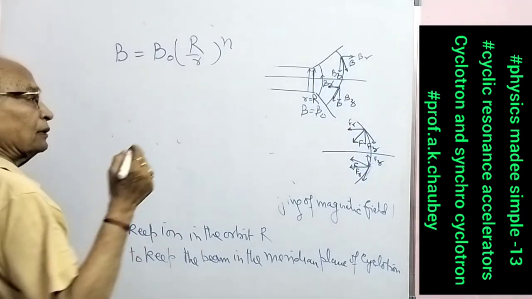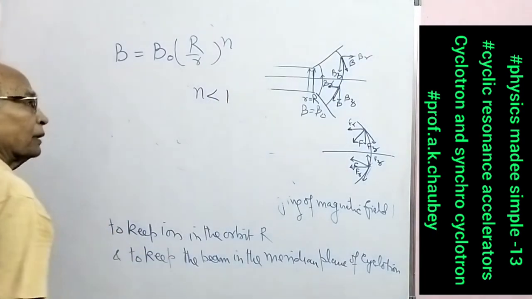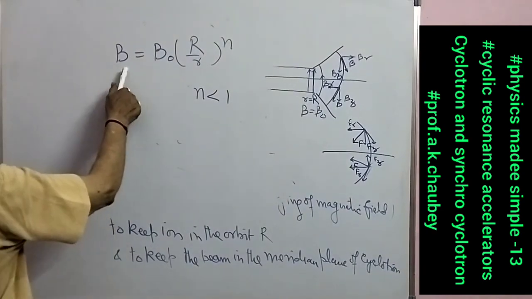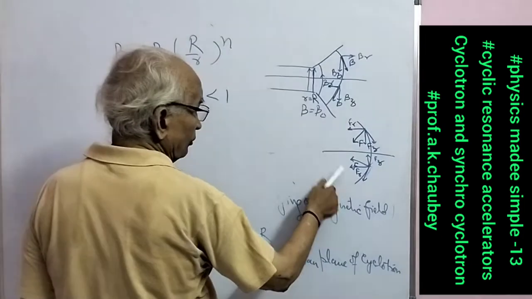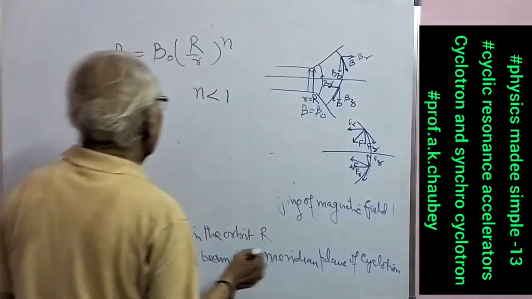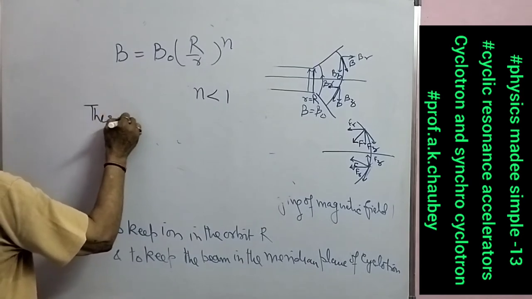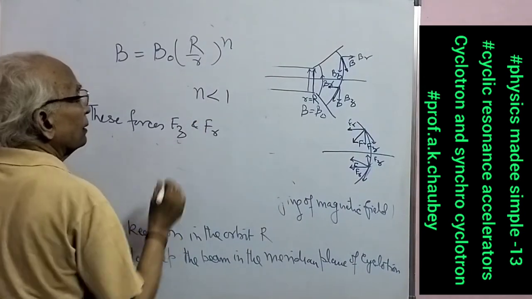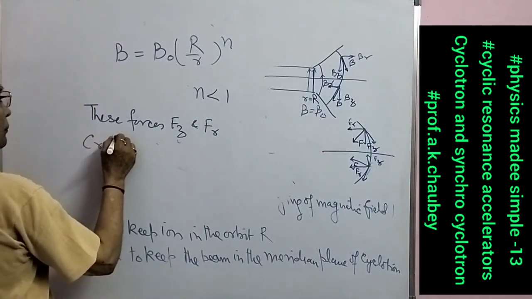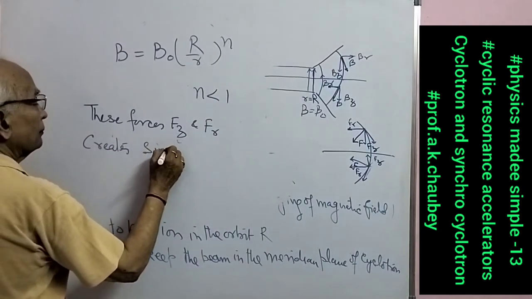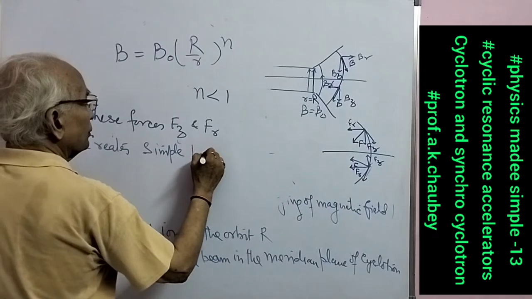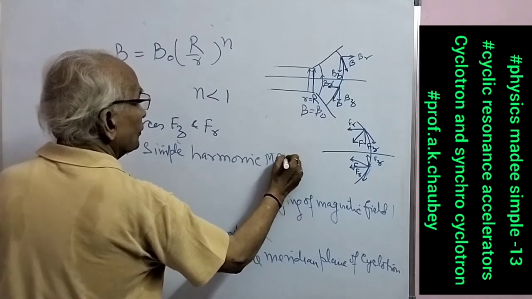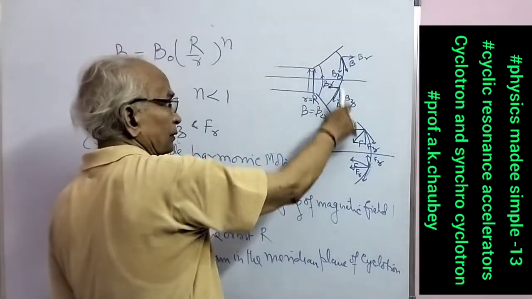And you can show mathematically that n is less than 1. To make the field weak, n is less than 1. And in fact, this shimming of the pole field, creating these forces F_z and F_r, creates simple harmonic motion of the beam. As the beam goes up, this force moves it down.